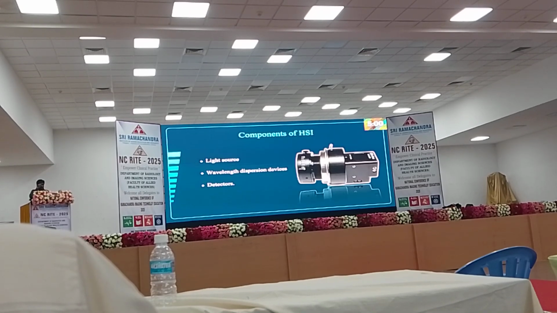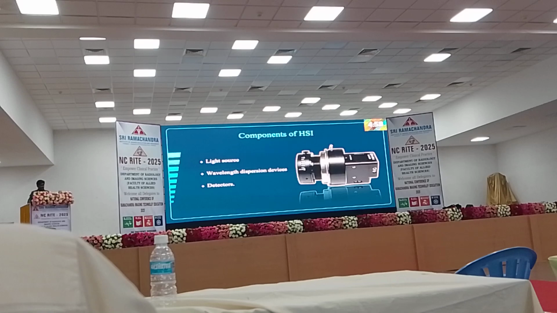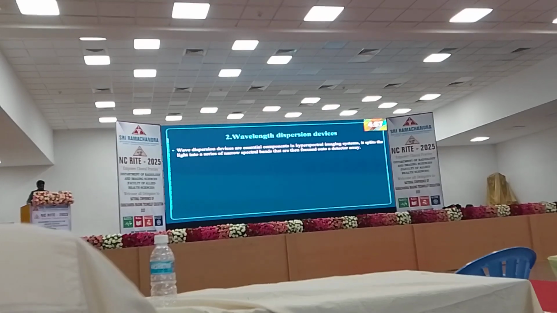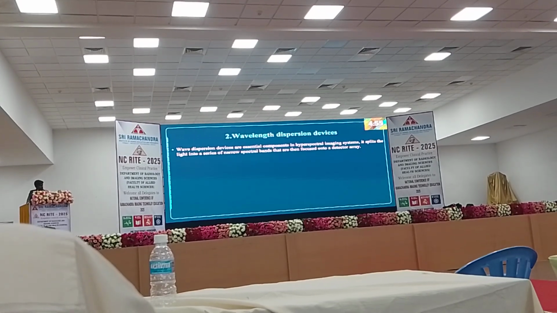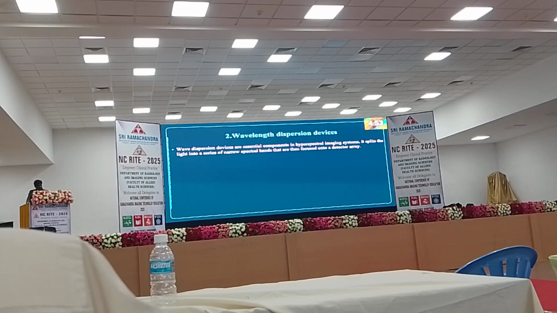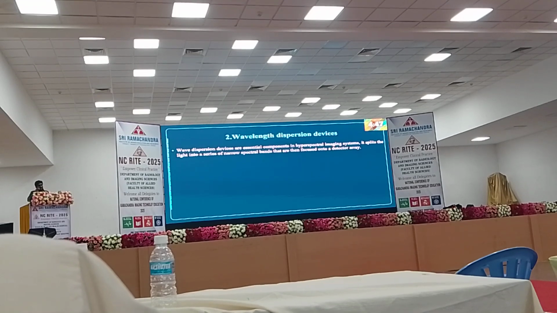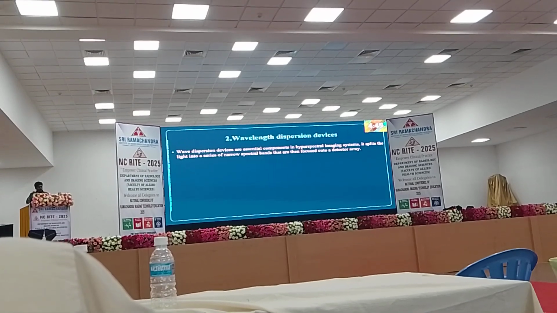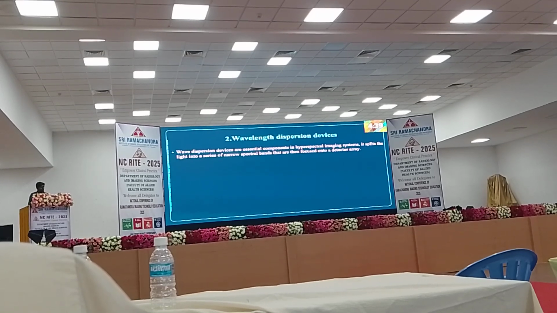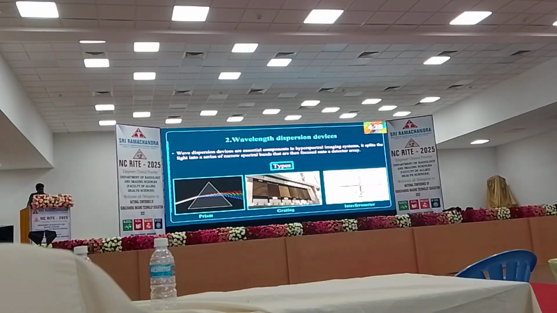Light is just to illuminate the tissue. Basically, an LED light is used. Next is the wavelength dispersion device. The wavelength dispersion device is an important and essential structure in hyperspectral imaging. What is its function? It separates the light into different spectral bands. Before reaching the detector array, it converts it into multispectral data to form the hypercube image. So what are the types?